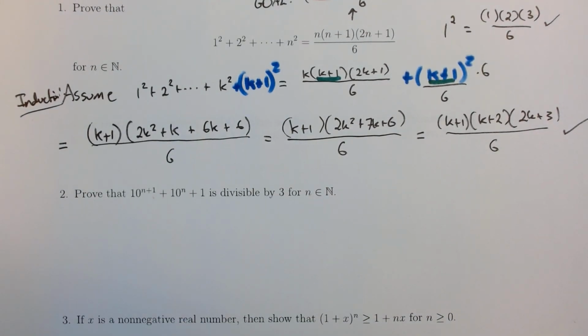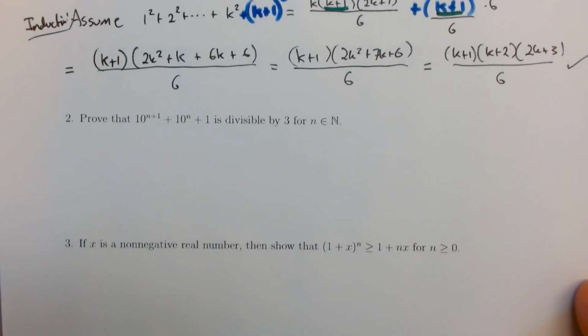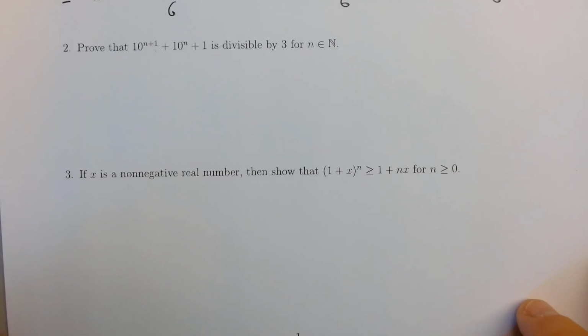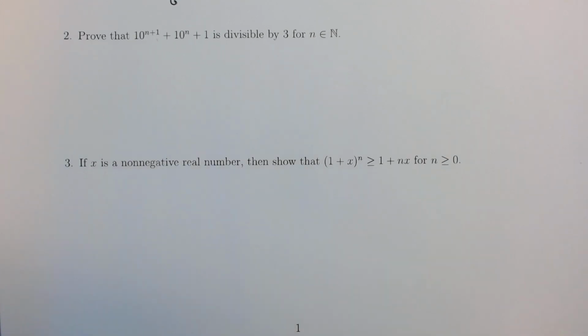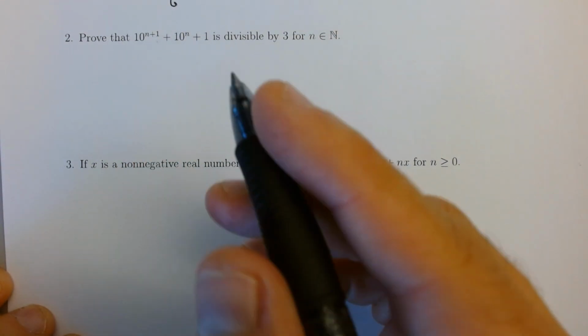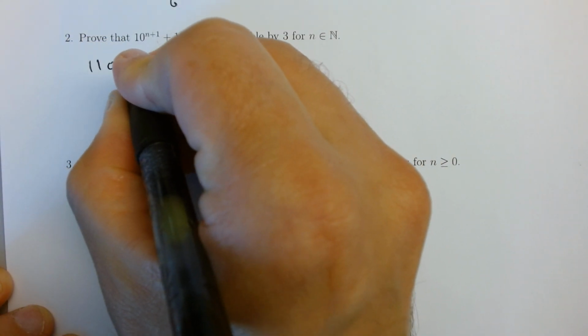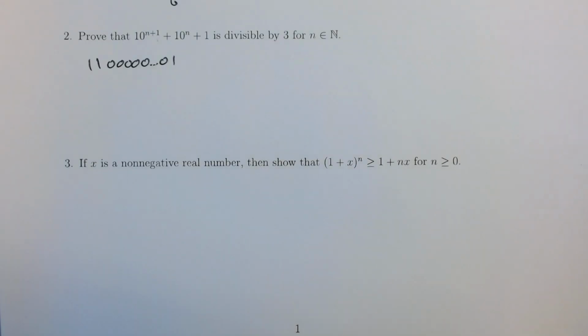The next example: we want to show that 10 to the n plus 1 plus 10 to the n plus 1 is always divisible by 3. Now, if you think about what that would look like for any particular n, that would be two ones followed by some number of zeros, and then a final 1. So that's what that number would look like in general.